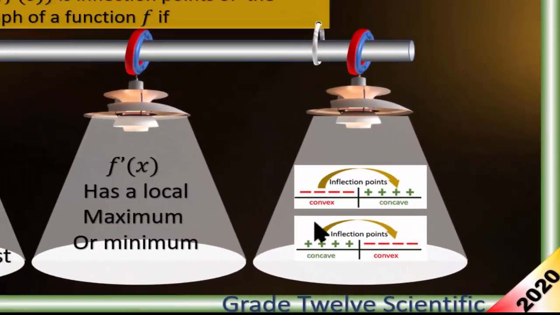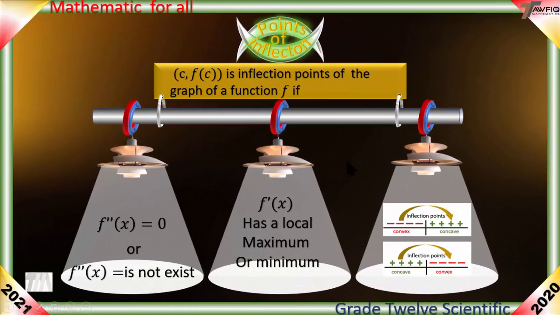From this definition, we can say that if the first derivative has a local maximum or a local minimum, that means this point will be an inflection point.